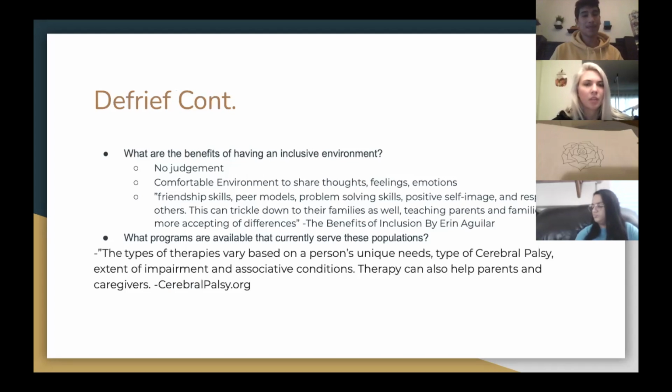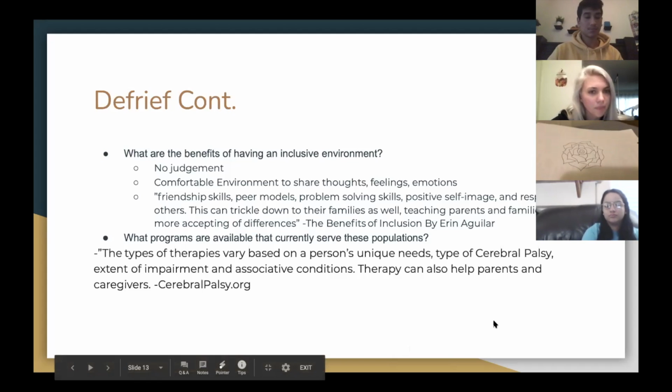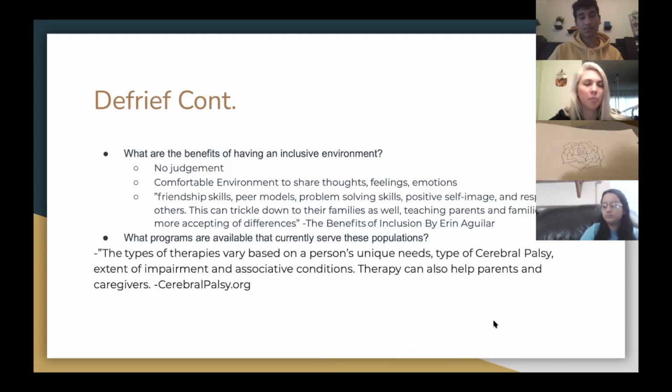Awesome. Okay. So what are the benefits of having an inclusive environment? There's no judgment. People can feel really comfortable. They can share their thoughts, feelings, emotions. It helps seeing other people who have a similar disability. Seeing them thrive in a good environment can build comfortability, as I've mentioned. Aaron Aguilar talked about the benefits of inclusion for people with disabilities in an article, and he stated that inclusion can build friendship skills, peer models, problem-solving skills, positive self-image, and respect for others.